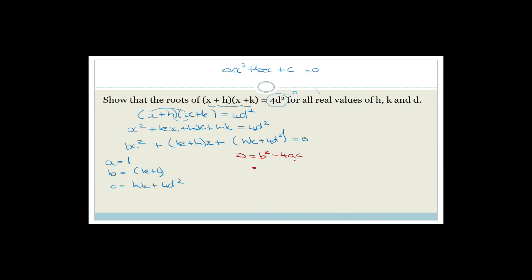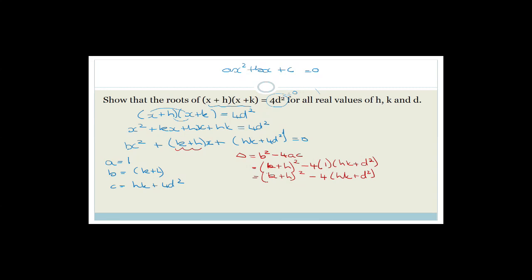So we've got b squared minus 4ac. So b is k plus h, right? So we've got k plus h all squared minus 4 times 1 times c, which is this horrible thing here, which is hk plus d squared. Okay. So now, if I write this out, do you agree this becomes k plus h all squared minus 4 times hk plus d squared?